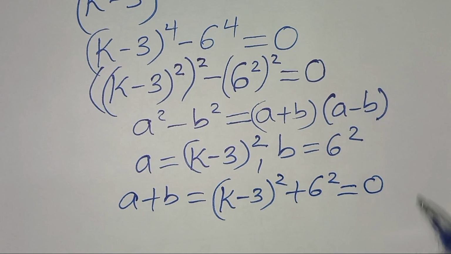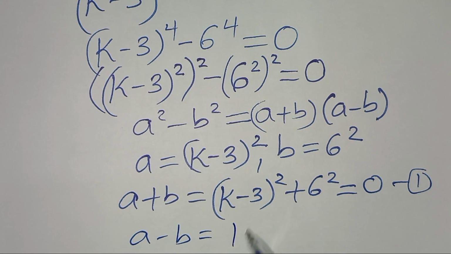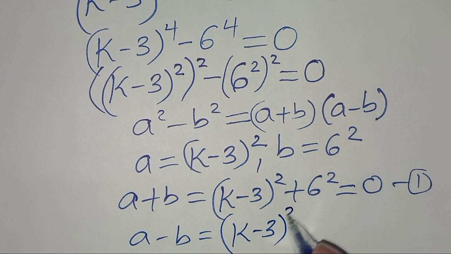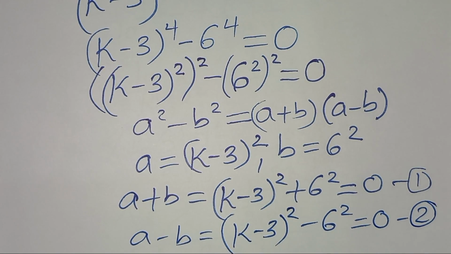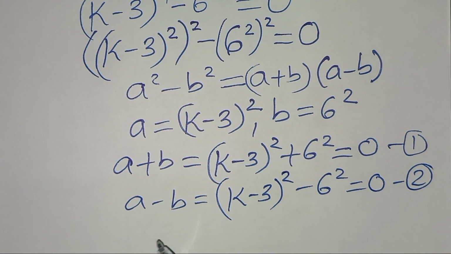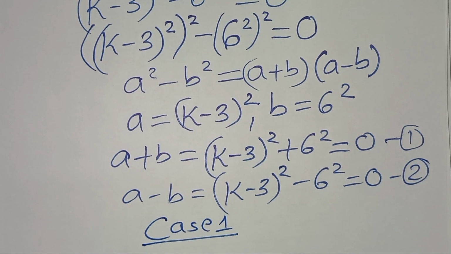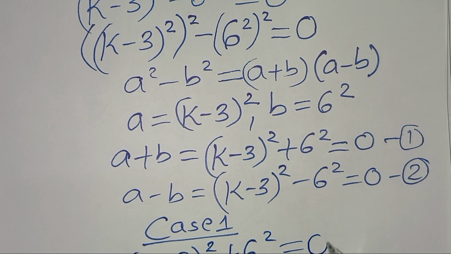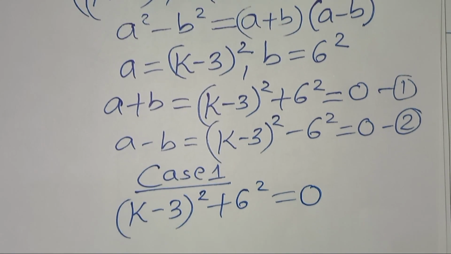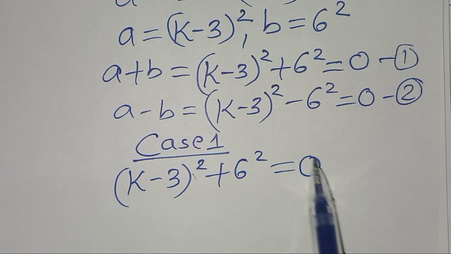That is the first, we can call this the first equation. Then a minus b can be expressed as k minus 3 squared minus 6 to power 2, equal to 0. Let's call this equation 2. Now from here, we can deal with case 1, which is equation 1, which is k subtract 3 squared plus 6 squared, equal to 0.